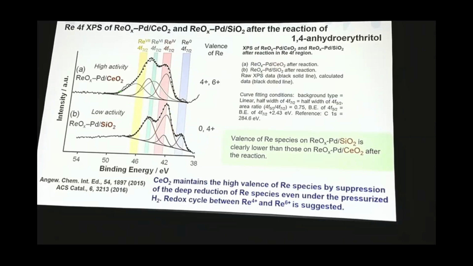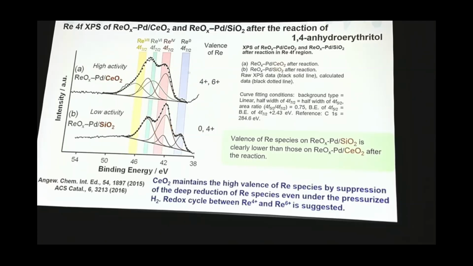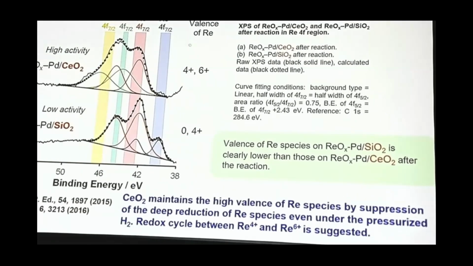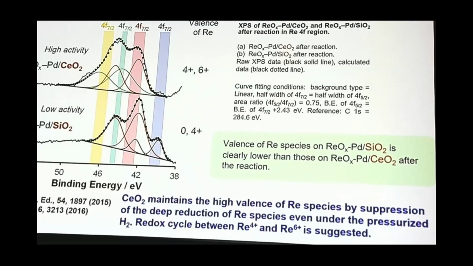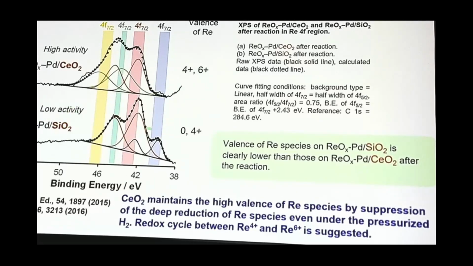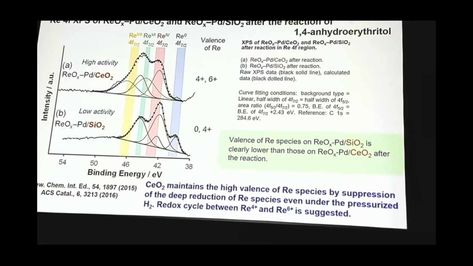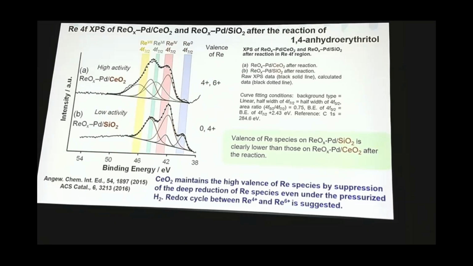In the case of the highly active rhenium palladium ceria, rhenium 4+ species and rhenium 6+ species, 4+ and 6+, were observed. On the other hand, in rhenium palladium silica with low catalytic activity, rhenium 0 and rhenium 4+ were observed.